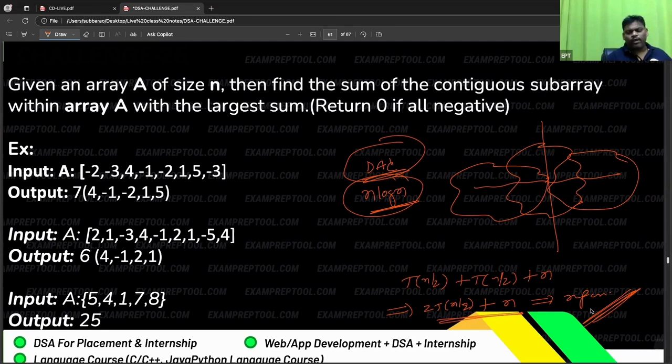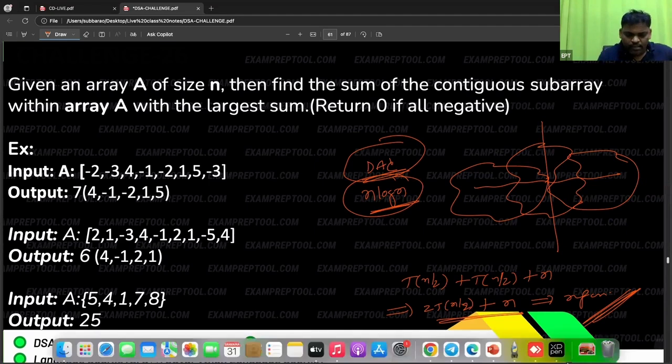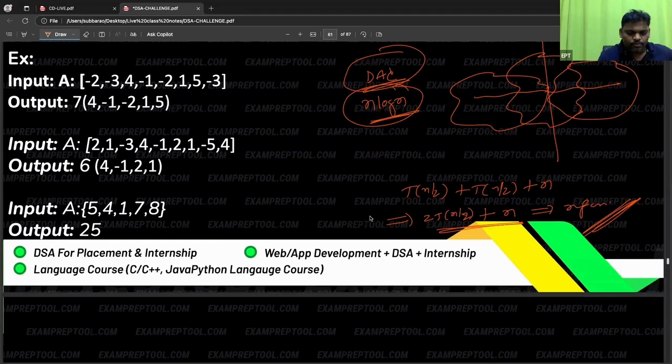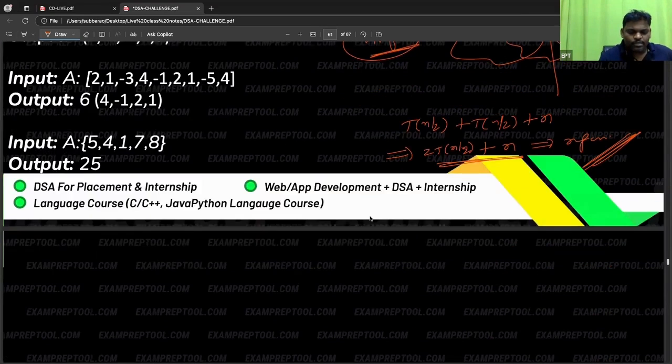If you open any book, you will find this. But this is not the best algorithm, and that is the reason I'm not explaining it. Let's concentrate on a better algorithm than this, which will take only order of n time. I'm going to explain it with a lesson. Let me take some input here.